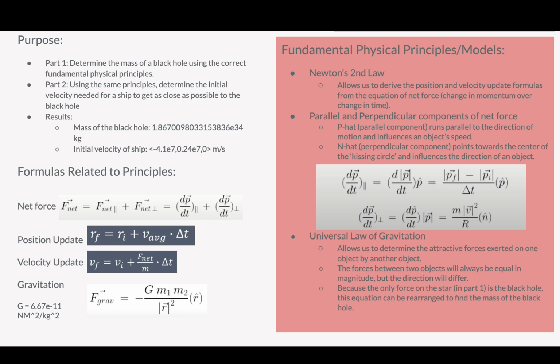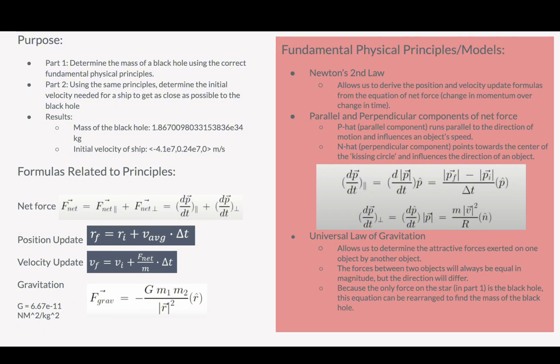It's important to note in this lab that because we are not working on Earth and the force isn't constant between all the objects, the position update formula we are using is going to be using V final as V average. The parallel and perpendicular components of net force also add up to the net force. The parallel component, which is sometimes called P hat, runs parallel to the direction of motion and it can influence an object's speed. N hat, which is the perpendicular component, points towards the center of the kissing circle and influences the direction of an object.